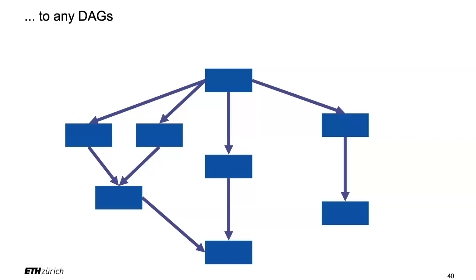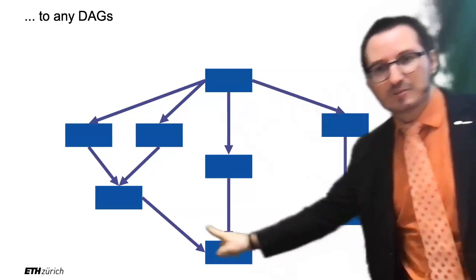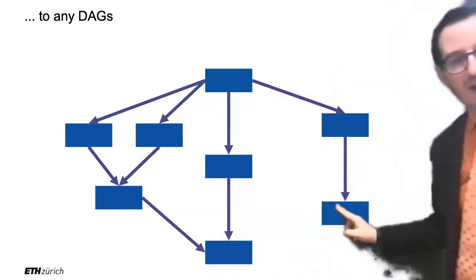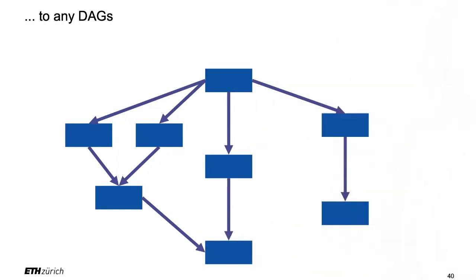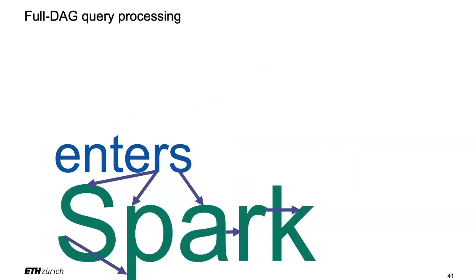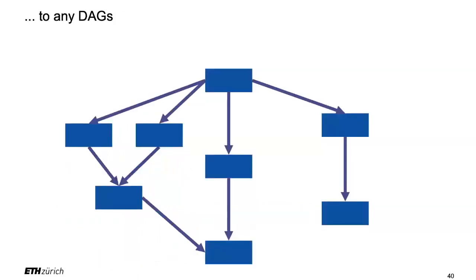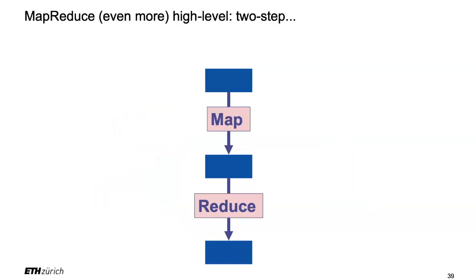And every one of these rectangles here represents some collection of data. This one is probably the input. This might be some output. This might be some other outputs. But basically now we generalize to a DAG in terms of the data flow. This is essentially what Spark is doing. In that sense, it's a generalization of MapReduce because we support this.